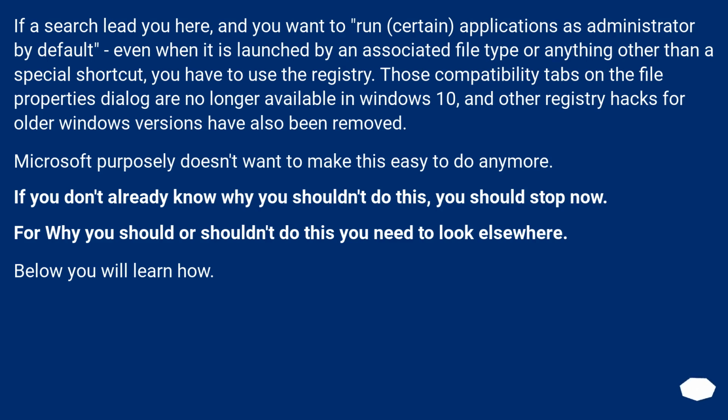Those compatibility tabs on the File Properties dialog are no longer available in Windows 10, and other registry hacks for older Windows versions have also been removed. Microsoft purposely doesn't want to make this easy to do anymore. If you don't already know why you shouldn't do this, you should stop now. For why you should or shouldn't do this, you need to look elsewhere. Below you will learn how.